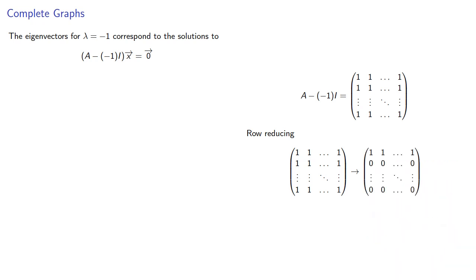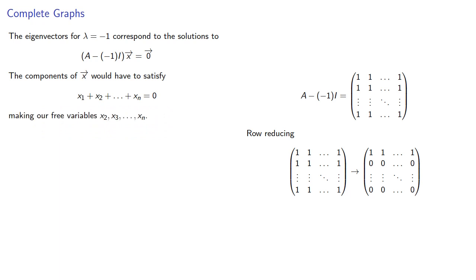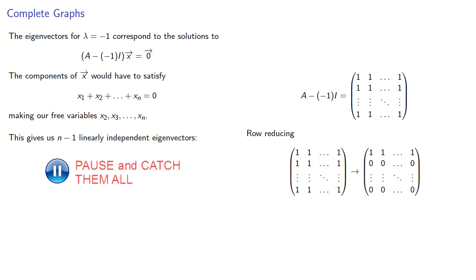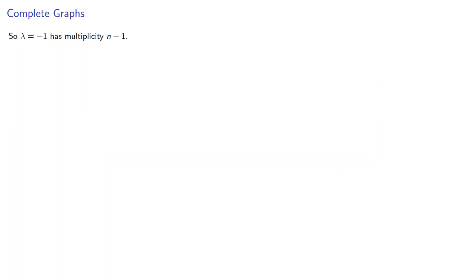Now the components of the eigenvector would have to satisfy the equation x1 plus x2 plus through xn equals 0, making our free variables x2 through xn. And this gives us n minus 1 linearly independent eigenvectors. Namely, so eigenvalue lambda equals negative 1 has multiplicity n minus 1.